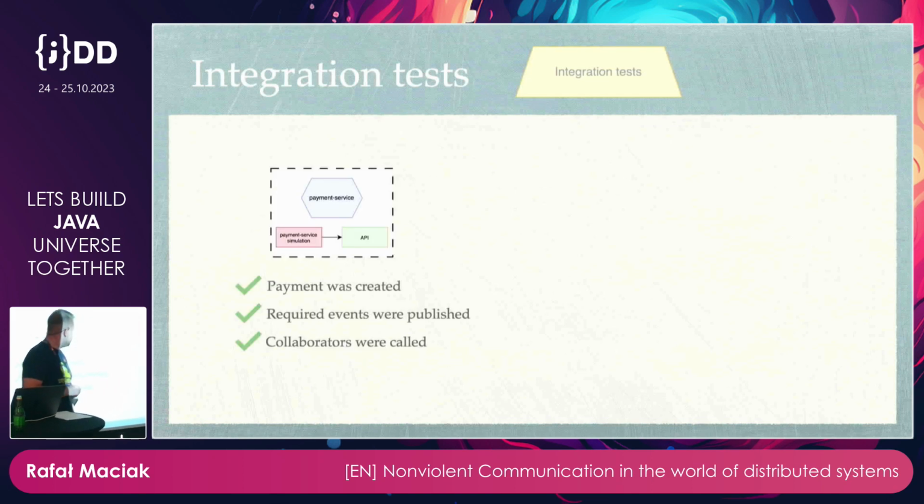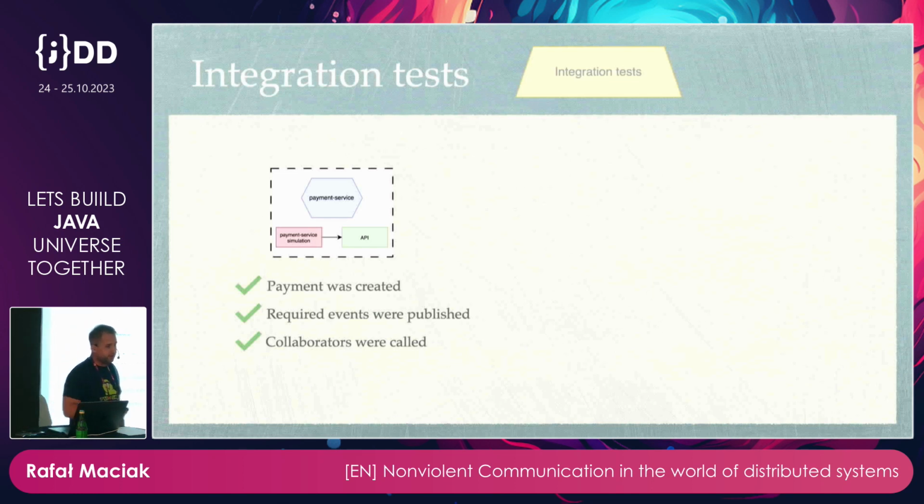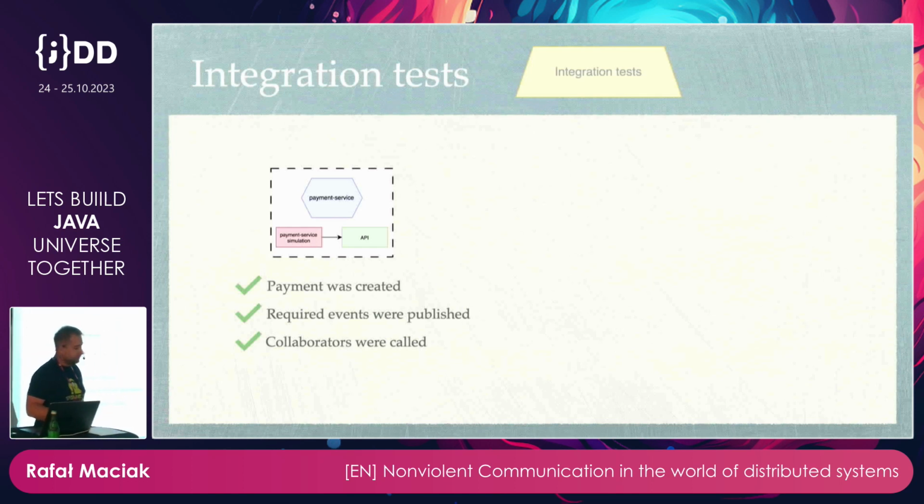So the first one is the test which validates the functionality. In such an integration test, we may call the API and check whether all the business functionality was met, whether all the business requirements were met. For example, we can check that payment was created in a database, maybe some required events were published, like payment initiated, or collaborators were called. In that case, it could be the payment gateway that was informed about this payment.